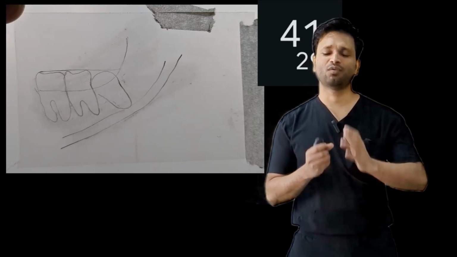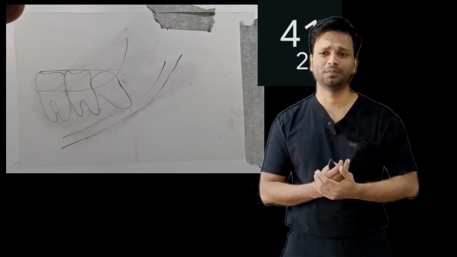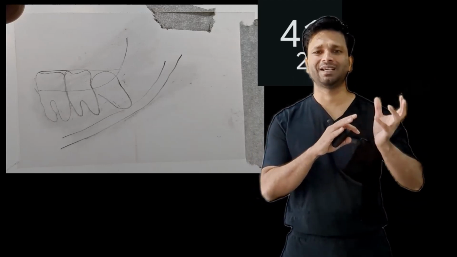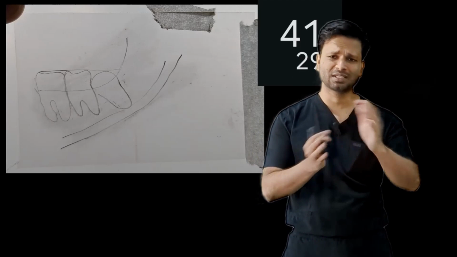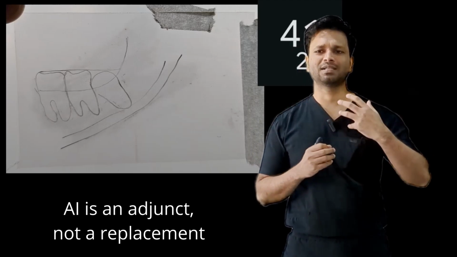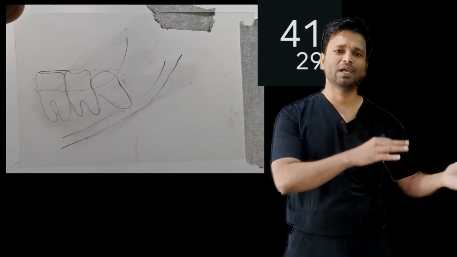So of course, the AI was way faster than the human being. But the problem is it was not able to trace the maxillary sinus properly. So there is some hit and miss. Of course, we have to use the AI as an adjunct, not as a replacement. Okay, we can use it to make our job easier.